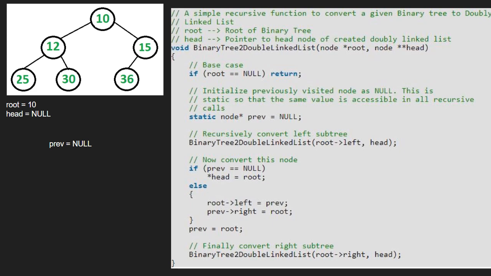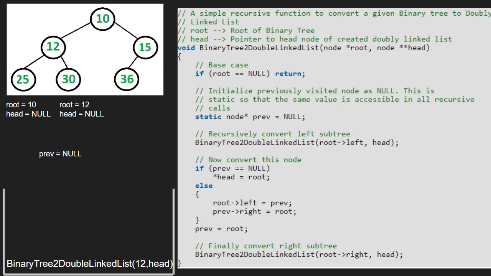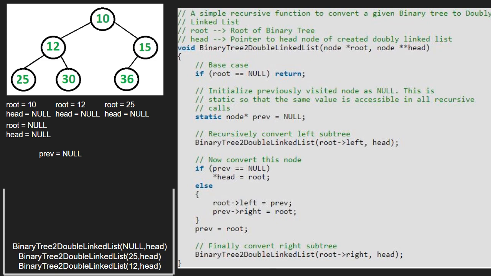Now we call the function recursively with the left child of root, so root will point to 12. As root is not null and priv is already null, we pass the left child of 12 which is 25, so root will point to 25. Again we pass the left child of 25 which is null. Since root is pointing to null, we return to the call stack.